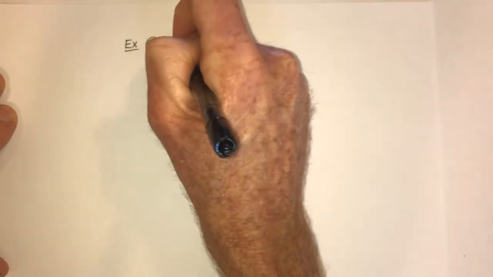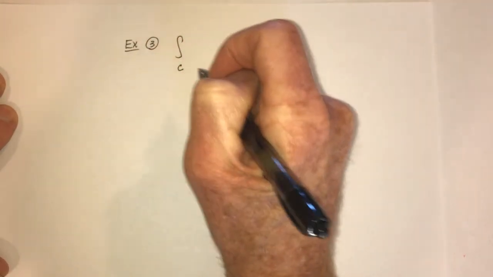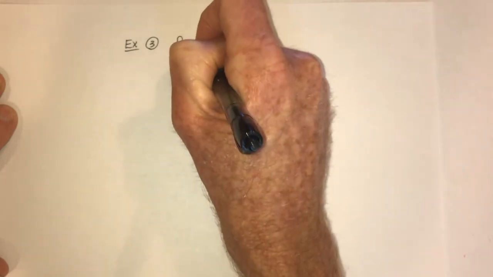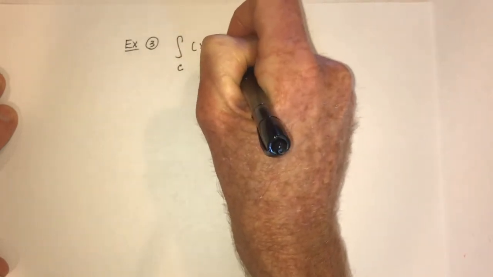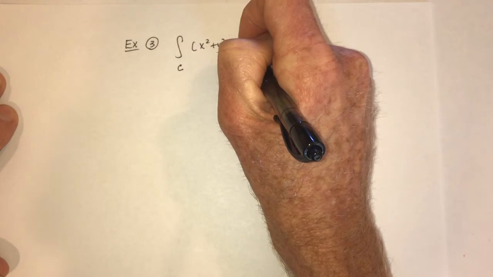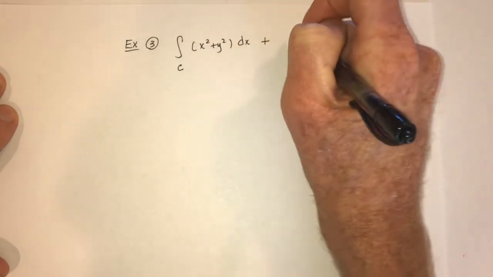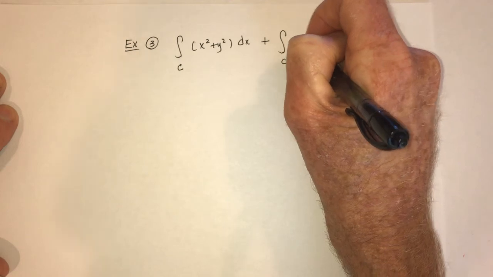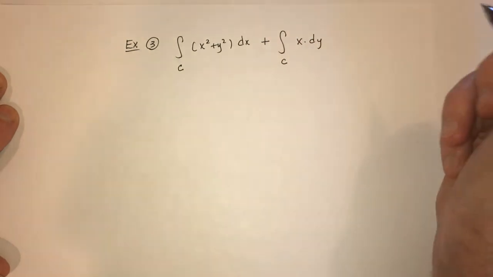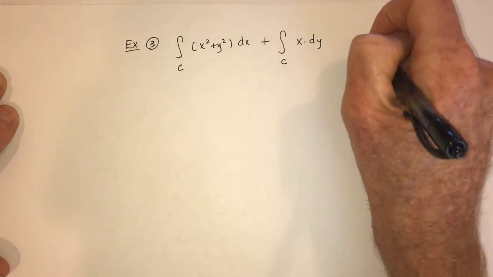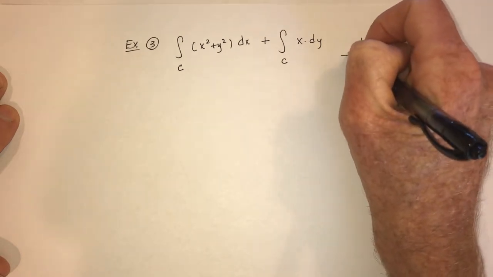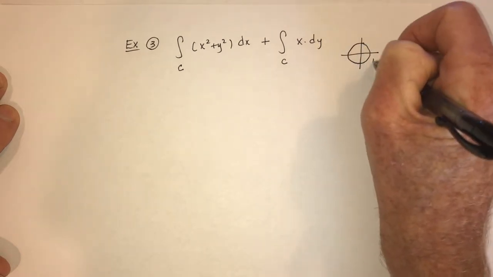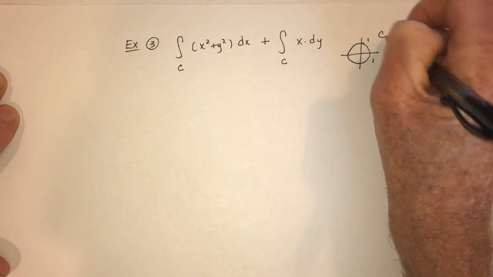And then for example number 3, we're going to evaluate the integral over c of x squared plus y squared dx, and then add to that the integral over c of x times dy. And this is c. It's a circle of radius 1.